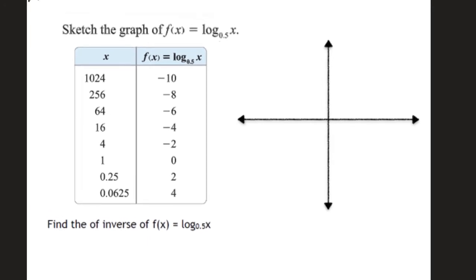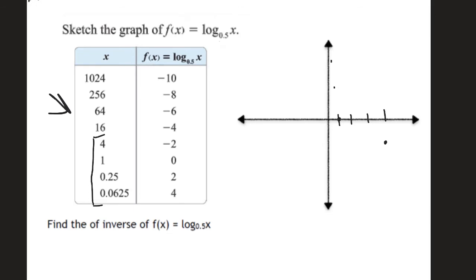Here's another one asking us to sketch the graph of f(x) = log base 0.5 of x. And they even gave us all the information here. I'll tell you right now, I would be dealing mostly with things that I can kind of imagine where they go. So I'm going to start with going over 4 units and down 2, going over 1 unit and down 0, going over 1/4 of a unit up 2, and then going over 0.0625, going up 4.